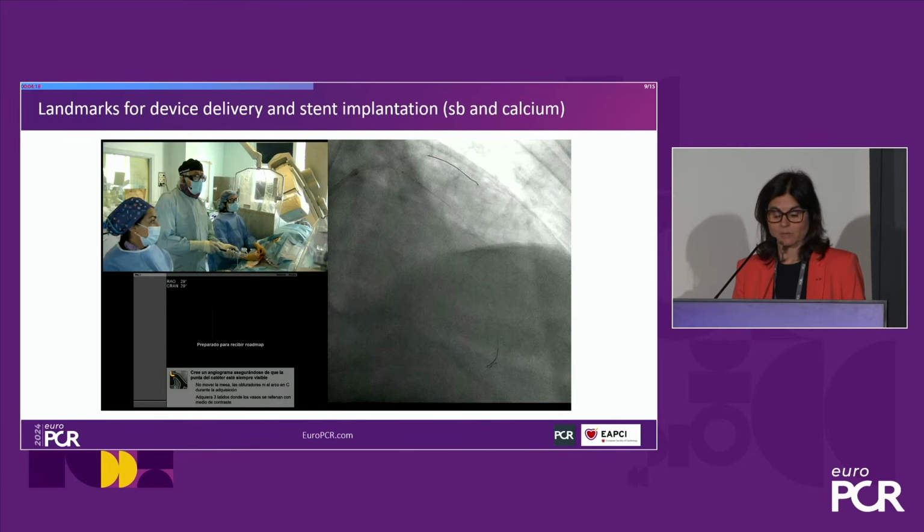And in this case, we had two landmarks that we can use. On one hand, the calcium. We have seen in the calcium where it is located. We have seen that there is no calcium, for example, in the proximal landing zone. And we also have a side branch, and we have put a wire there to help us.